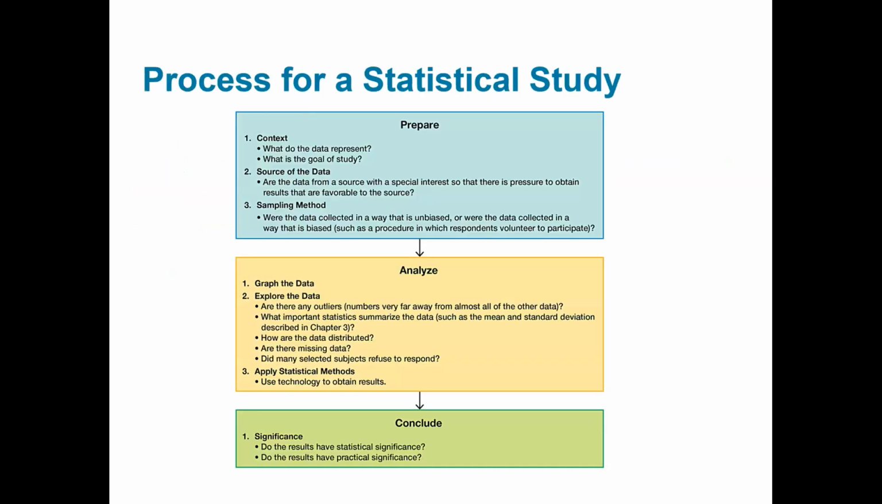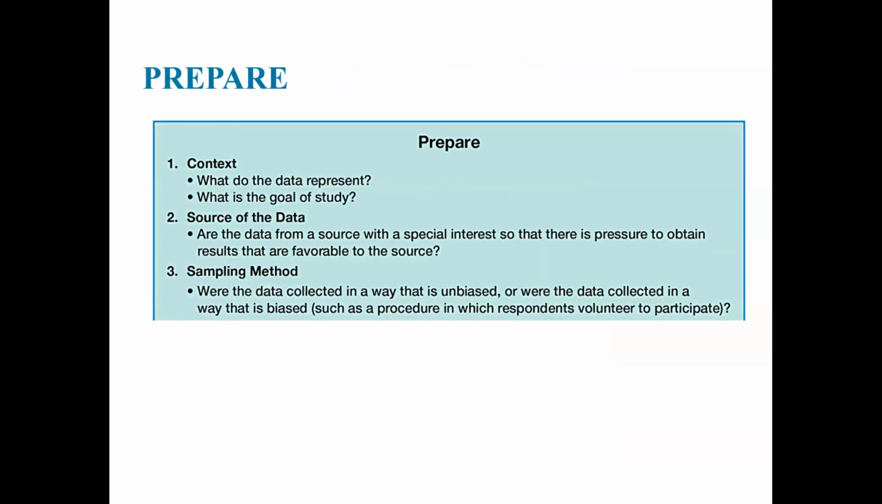The process for a statistical study involves preparing, analyzing, and concluding. Let's take a look at the prepare. When we're preparing a study, we want to look at the context. What does it represent? What is the goal? What is the source? Is there any sort of special interest or bias? And then how is the data collected? And the sampling method will go into more detail in future sections.